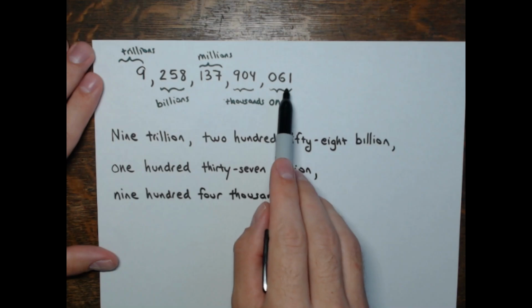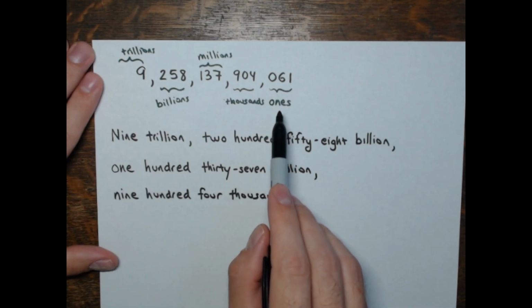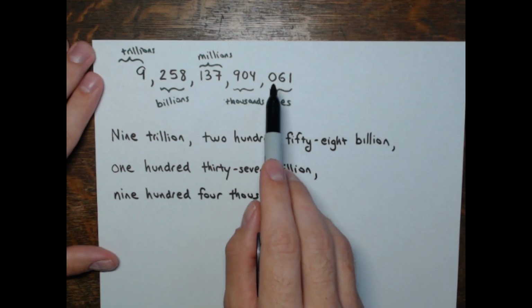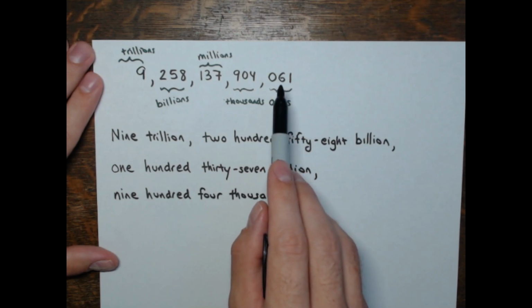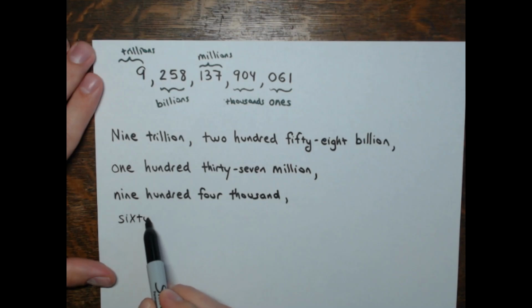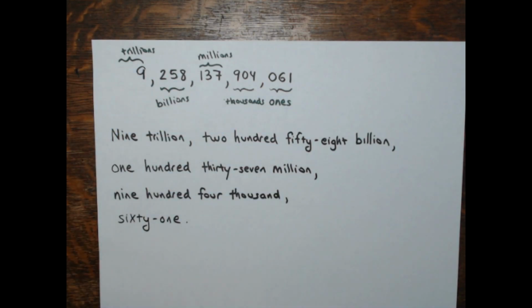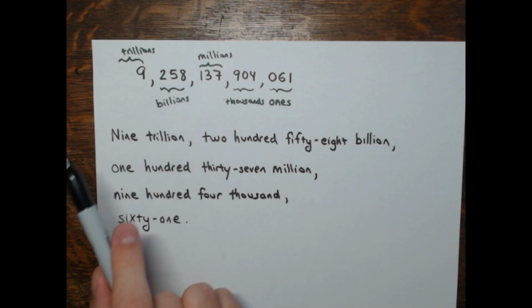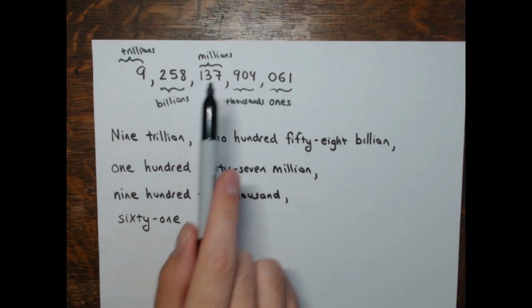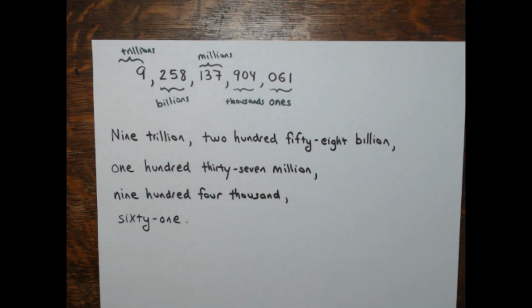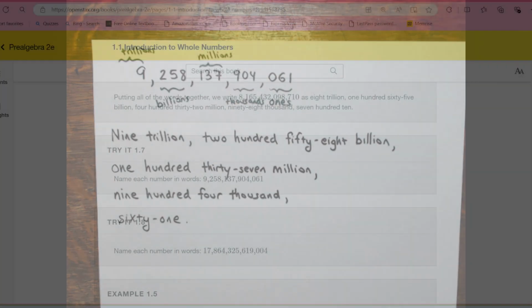And then the final period, the ones period, that we're not going to write. You're not going to write "ones." The last three digits make 61, with the hyphen. No hundreds, right? Just 61. And that's it. So this number in words: 9 trillion, 258 billion, 137 million, 904,061. And let's verify this.